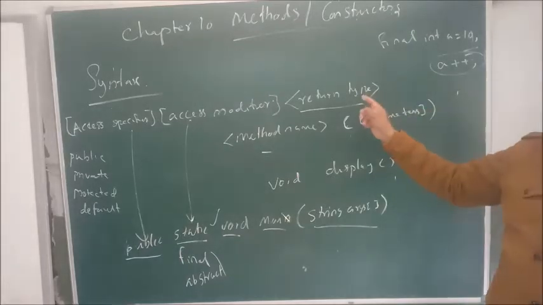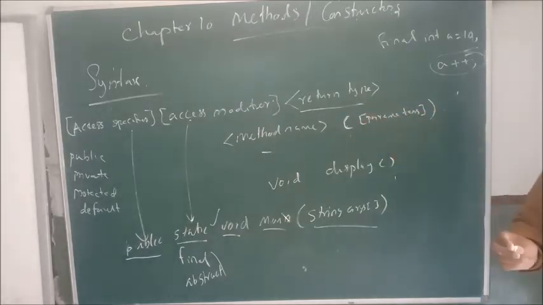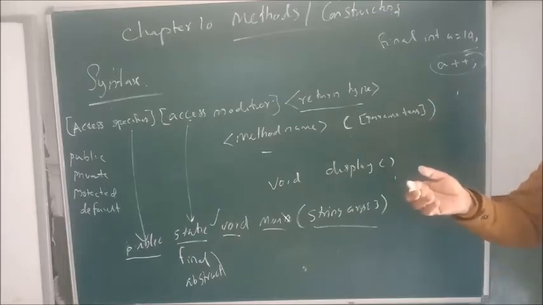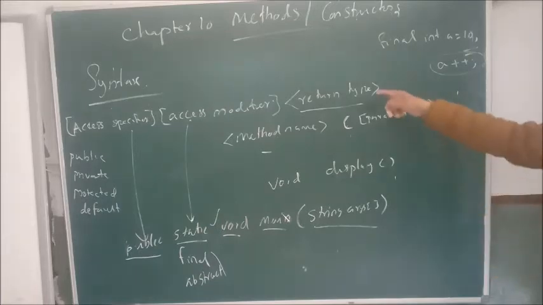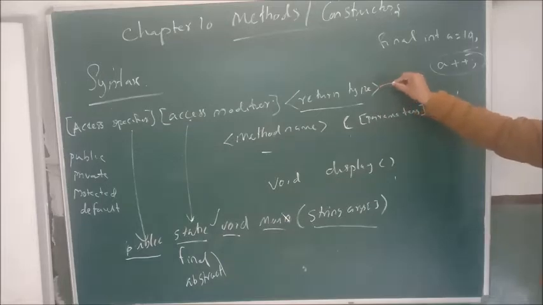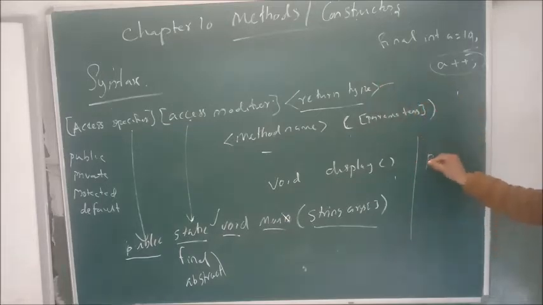Then we have return type. The return type means when you execute a function, the function we can use only for printing a statement. Sometimes you do a calculation, and that calculation you need to return to some other point. In that case, the return type of a method could be primitive or it could be non-primitive also. So you know what is a primitive data type?